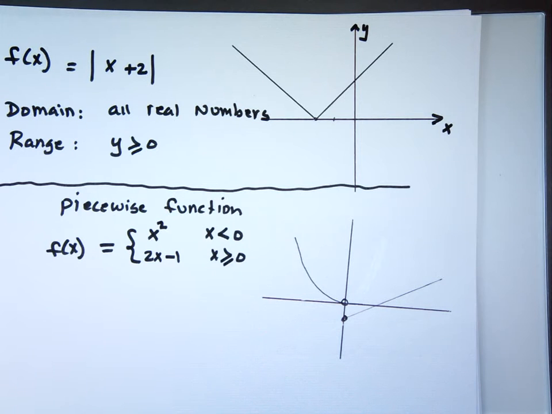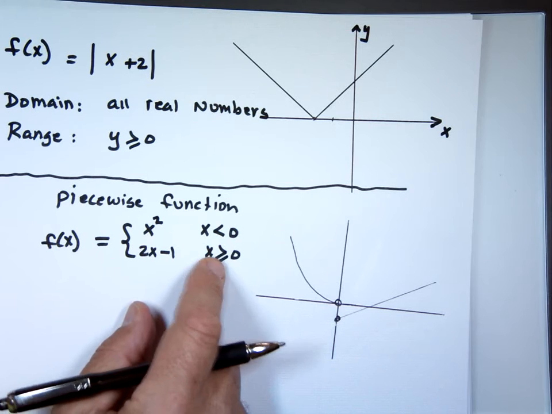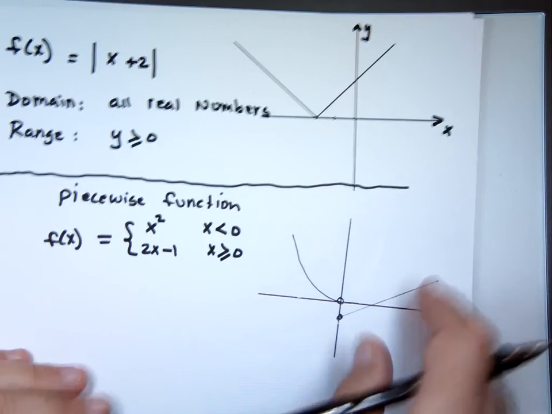So you have two functions to graph, and you just need to use white out and erase the pieces that you don't need. This one's only good for x less than 0. This one's only good for x greater than or equal to 0. So this is the graph of this function now.